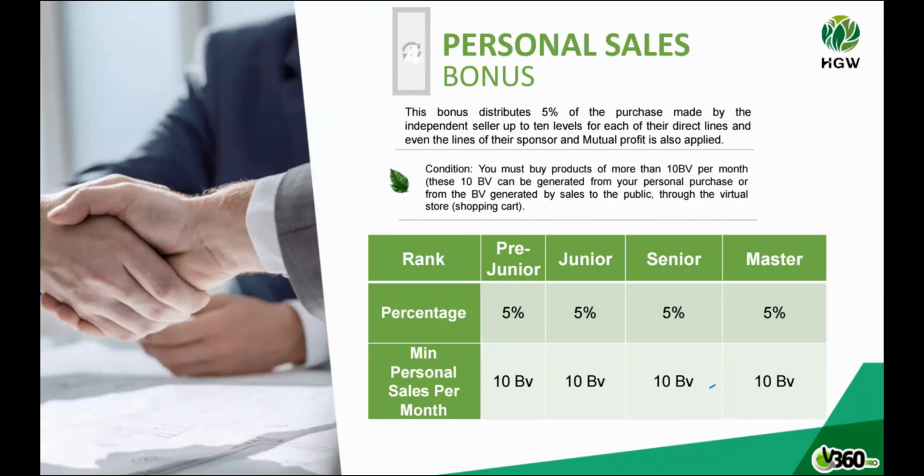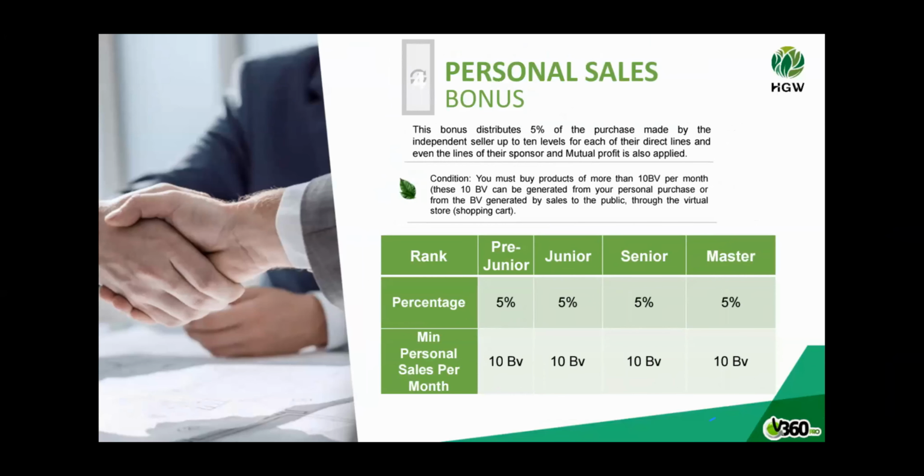So the company pays you the 5%, no matter if you are a pre-junior, a junior, a senior or a master, no matter. It is the same, 5%. Okay? Separately, listen to me, the company calculates another percentage.